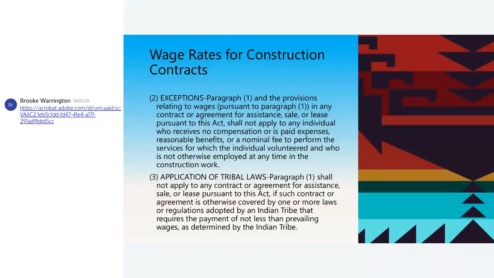So paragraph 1 shall not apply to any contract or agreement for assistance, sale, or lease pursuant to the Act if that contract or agreement is otherwise covered by one or more laws or regulations adopted by the tribe that requires the payment of not less than a prevailing wage as determined by the Indian tribe. So that is by the NAHASDA statute. I have that in your reference materials. Should you want to not pay Davis-Bacon, your tribe can set a prevailing wage rate. Okay, separate rules for that.